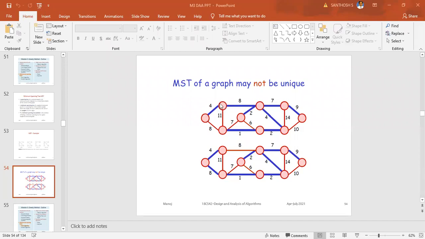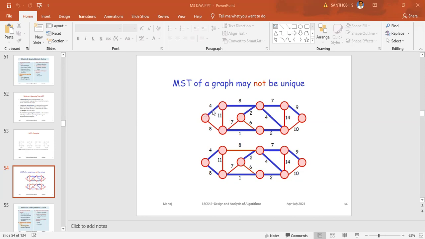Now you come to node 2, because you started from node 1. From node 1, the first edge is 4. Now this is node 2. How many edges does node 2 have? One is 8, the other is 4, the other is 11. Which is the minimum one? The minimum is 4.